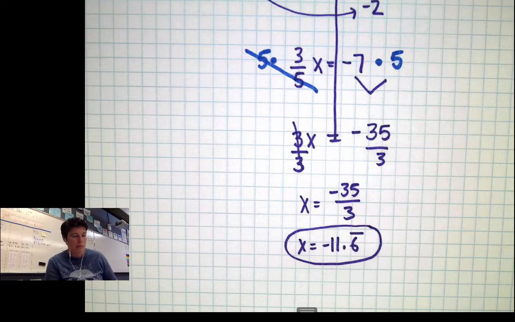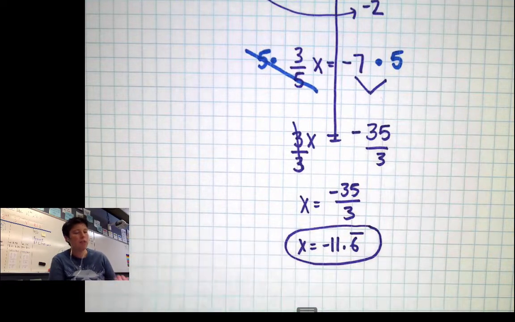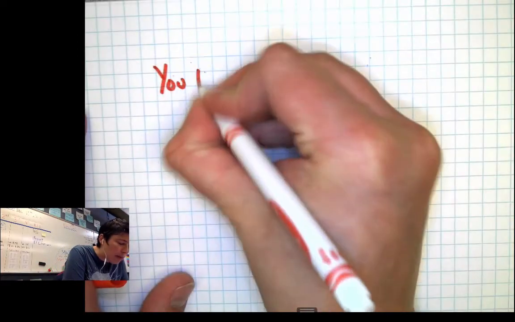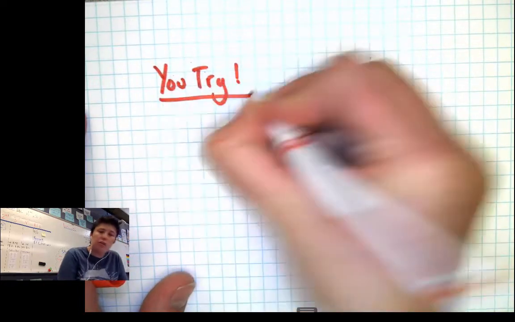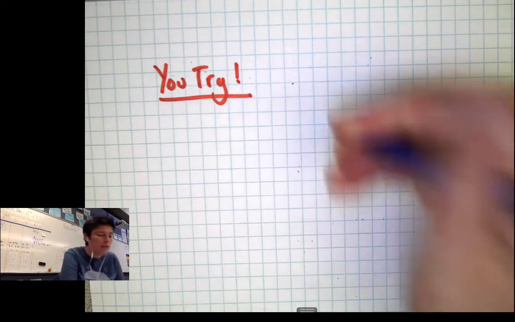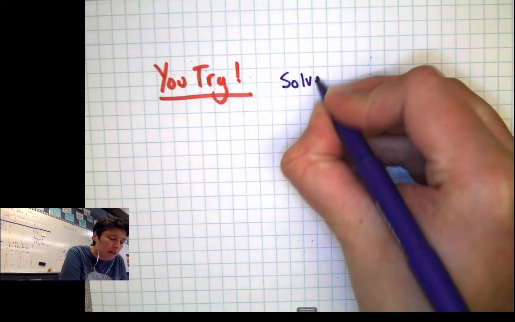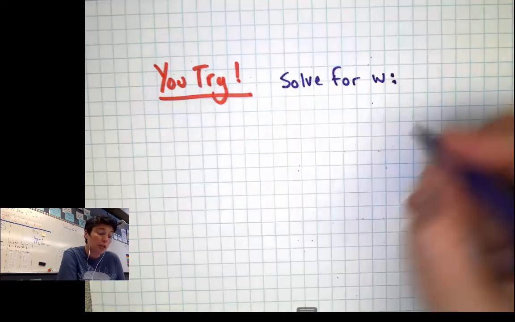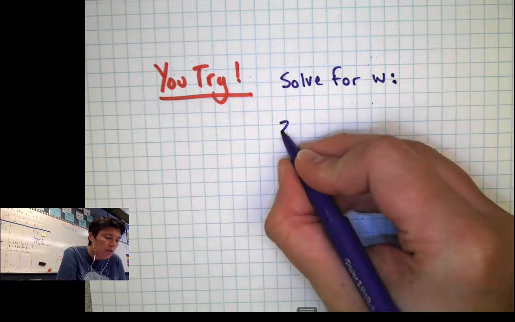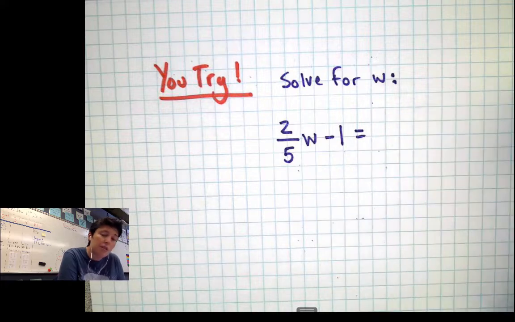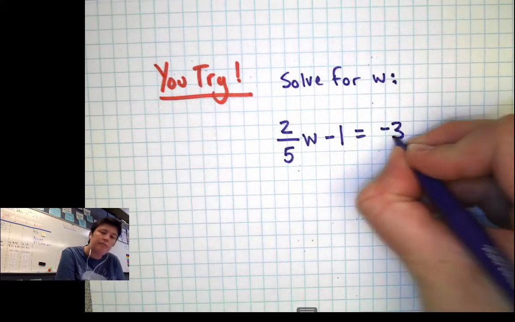So why don't you try one before we move on to the really complicated ones. I'm going to give you a you try. Let's see if you can do this. Let's practice. So here is your you try problem. This is for you to do on your own to see if you've got a handle on this. You're going to solve for w. So go ahead and write that down. And here's your problem. You have 2/5 w minus 1 equals -3.